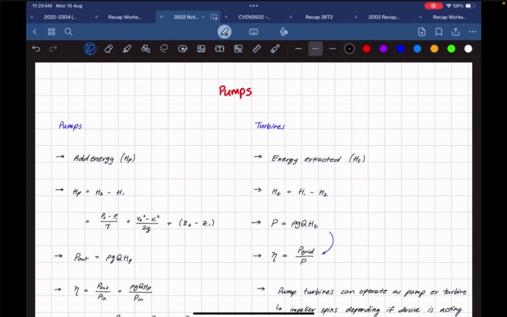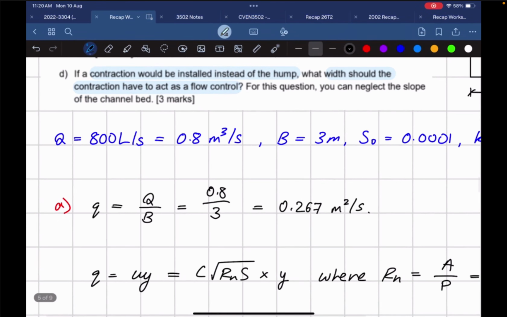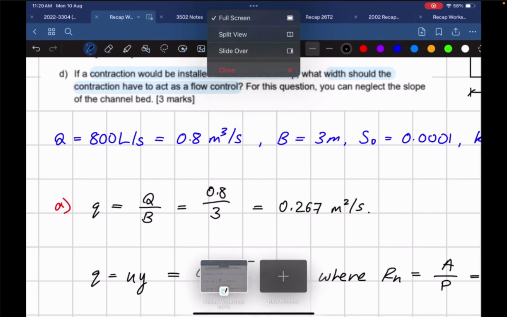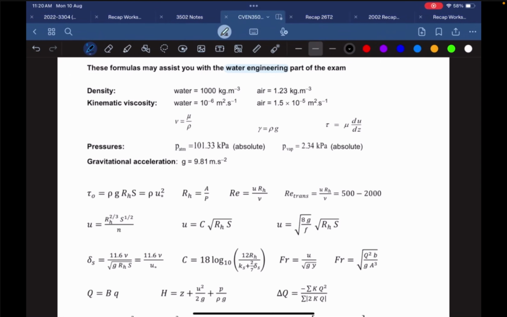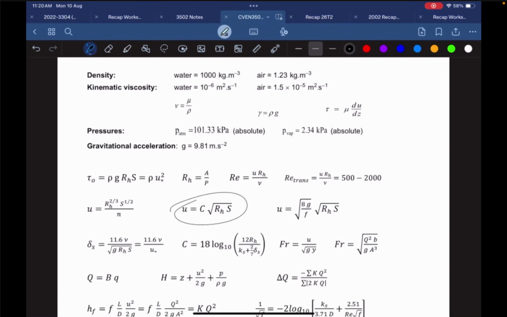Anyways, the formula that I'm looking for is this one down here. Q is equal to U times y. And for U, they actually do give a formula, I'm hoping. Yes. We're using Chezy's equation, so C times the square root of R_h times S. R_h is our hydraulic radius, so hydraulic radius is going to be equal to A on P, A being the area of the cross section, P being our wetted perimeter.